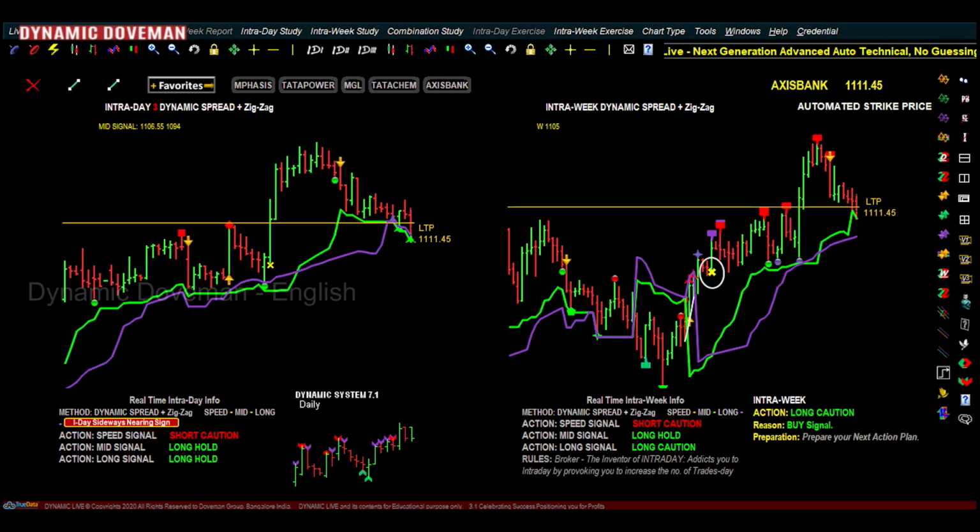Now as we waited, the price started increasing further after some time. By 2:55 in the afternoon, there was a zigzag breakout. It means it is a zigzag buy signal.